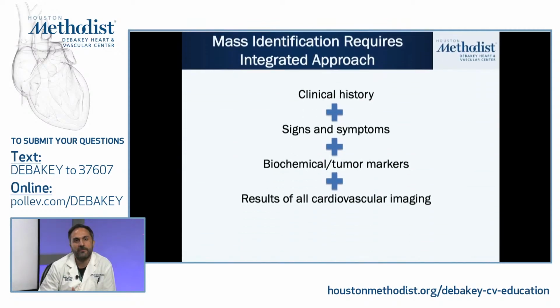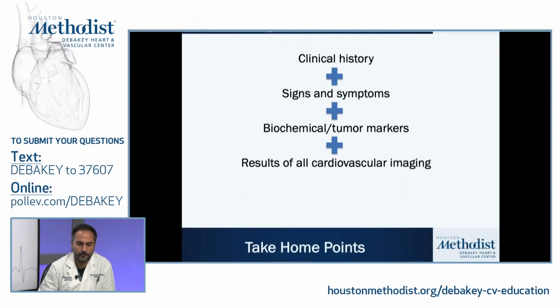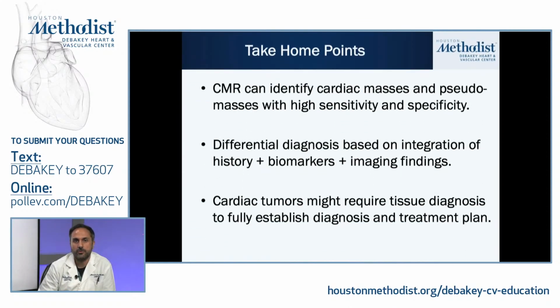So we have to put everything together: the clinical history, signs and symptoms, sometimes the biochemical and tumor markers, and the results of the imaging in order to make the diagnosis. My last slide here has the take-home points: CMR has very high sensitivity and specificity for identifying cardiac masses and pseudomasses, and it usually gives us a very narrow differential diagnosis, if not making the diagnosis, based on the integration of all the factors I mentioned earlier. But sometimes, especially if you're planning for surgical intervention, a tissue biopsy might be needed in order to establish the diagnosis and plan the treatment accordingly.